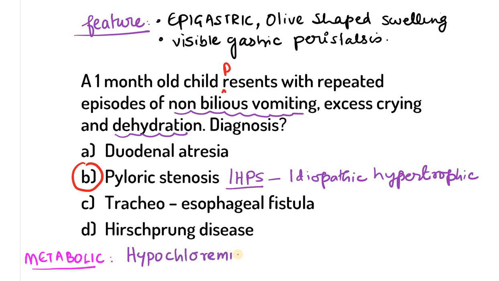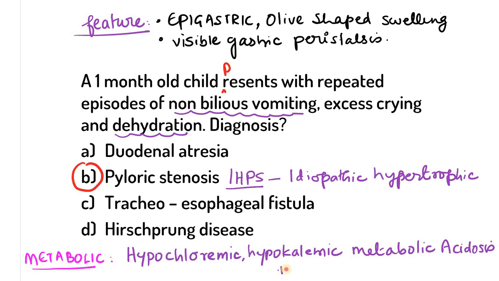Hypochloremic, hypokalemic metabolic alkalosis. Okay, this is a classical finding. Some of the books can also tell you one more thing, but it is not important for your exam, but just note it. Along with that, there is paradoxical aciduria. So this is the metabolic abnormality noted in case of pyloric stenosis.